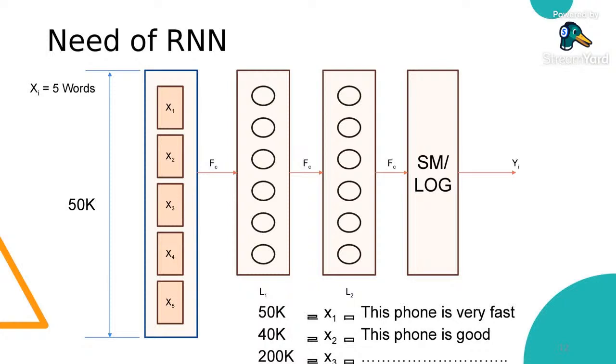Again, why do we need RNN? Why can we not go for the simple traditional MLP, multi-layer perceptron approach? Why can't we go for that directly? Why do we need this RNN?